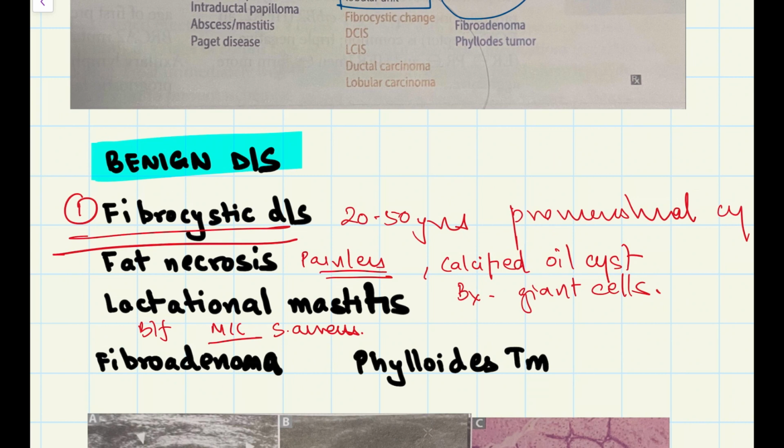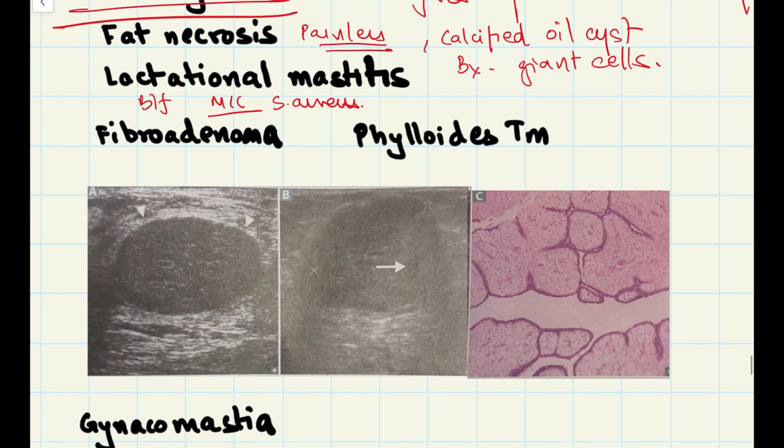Then some benign tumors. First is fibroadenoma. It is the most common tumor in females less than 35 years of age. It is a small, well-defined mobile tumor. It is also called breast mouse, right? It is composed of fibrous tissue and glands. It increases with estrogen, that is, it increases in pregnancy and prior to menstruation, and there is no risk of increased cancer.